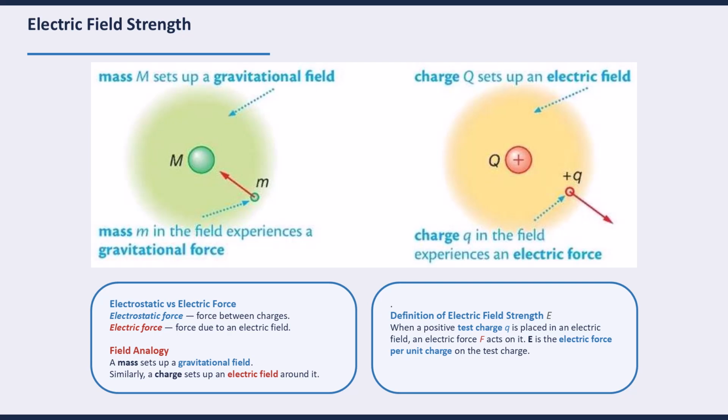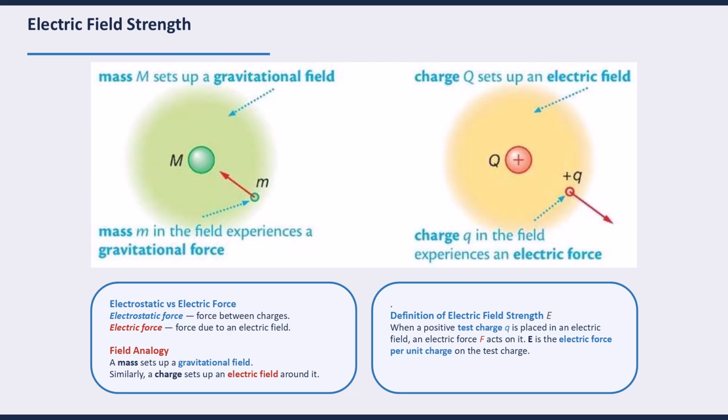The electric field exerts a force F on this charge. Electric field strength E is defined as the electric force per unit positive charge. E equals F divided by Q. The unit is newtons per coulomb, or equivalently volts per meter. The direction of the electric field at any point is the direction in which a positive test charge would move if placed there. This concept is foundational.